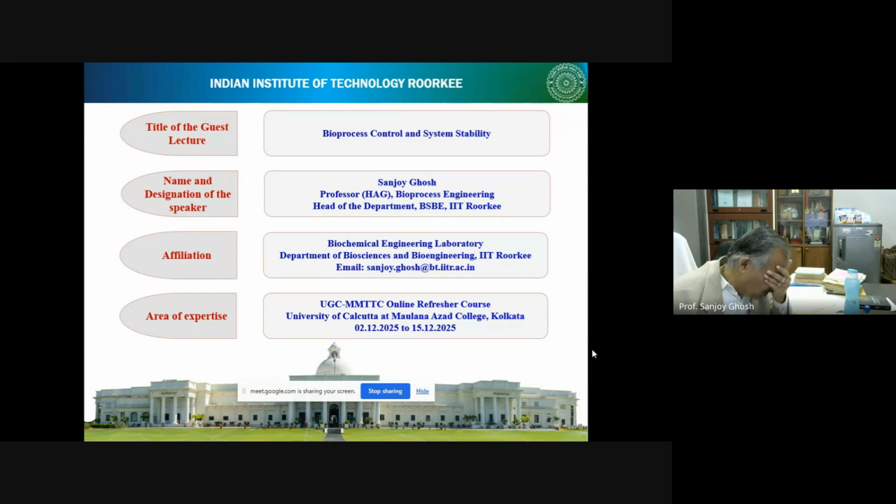Control is one of the most important phenomena. Many life science people avoid this kind of course. Even in the BTech curriculum it is not there in many places. So I don't know the background of the participants. Are there some engineering people among the participants?